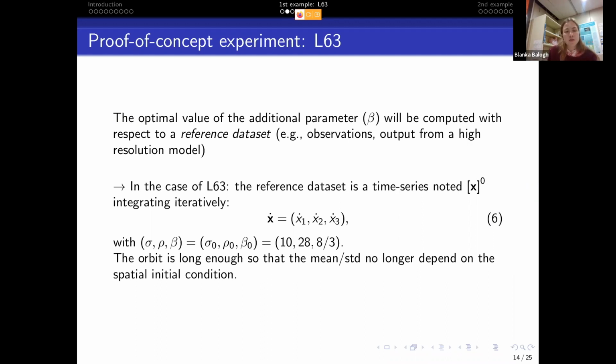In the case of a climate model, the reference data set can typically be observations, reanalyses, or output from a high resolution model. In the case of Lorentz 63, we don't have any of that. So the reference data set will be a time series that I will note X0, generated by integrating equation 6, which corresponds to the Lorentz 63 equations parameterized with reference values of the three parameters sigma, rho, and beta. And the orbit is long enough so that the mean value and the standard deviation no longer depend on the initial condition.